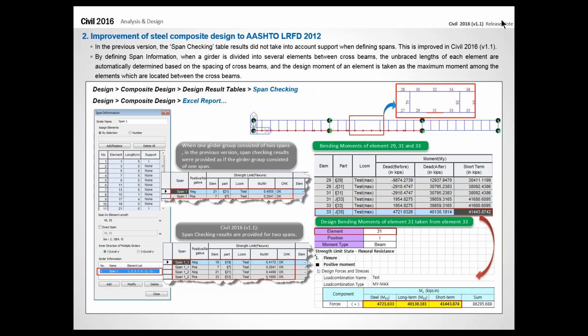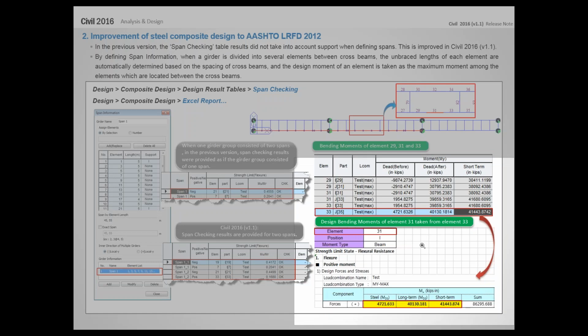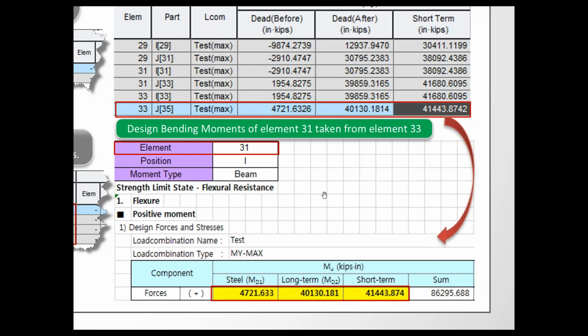So for the improvement of the steel, I just want to give you a brief overview of a couple things regarding the improvements and the development for this one. Before, now you don't have to define the span information manually. The program automatically recognizes span information. And also this portion is a major improvement to our design portion.